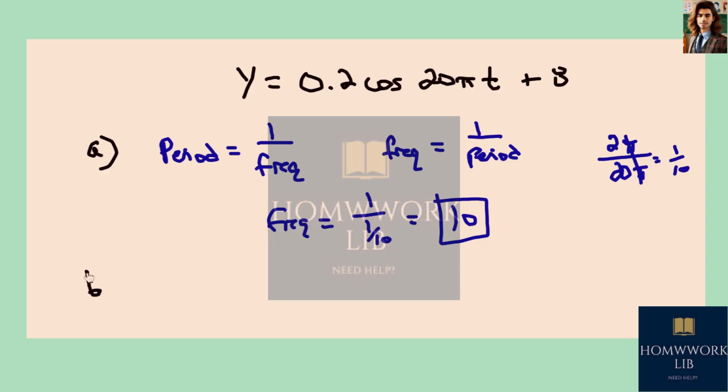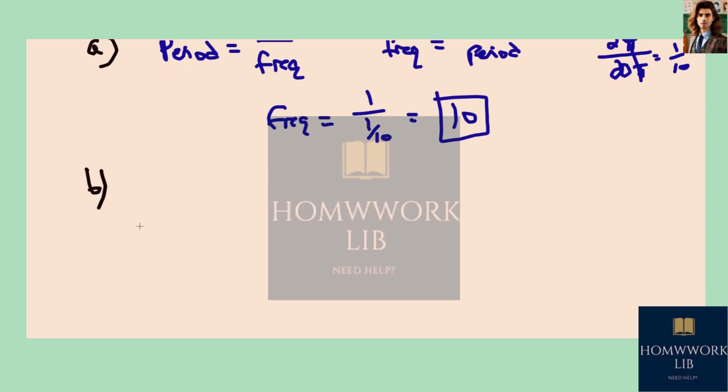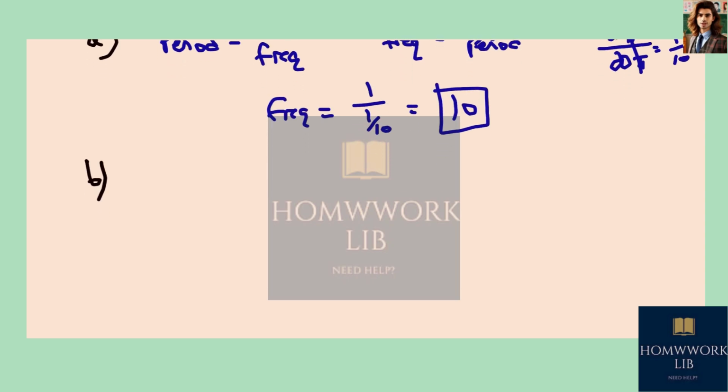Okay, now for part B, we want to sketch a graph. And by the way, just to finish up A, if the frequency is 10, that would mean it would ride that wave 10 times in 1 minute, because the unit of time here is t, measured in minutes.